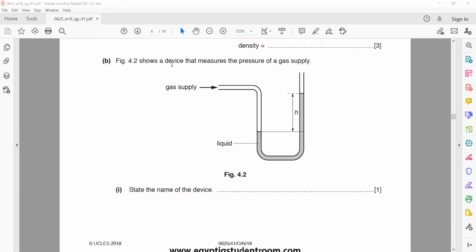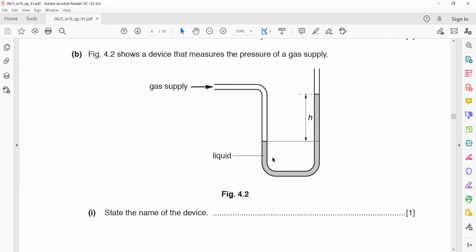The next part, the figure shows a device that measures the pressure of the gas supply. State the name of this device. What do we call this? A manometer. And the purpose of this device is to find the gas pressure.